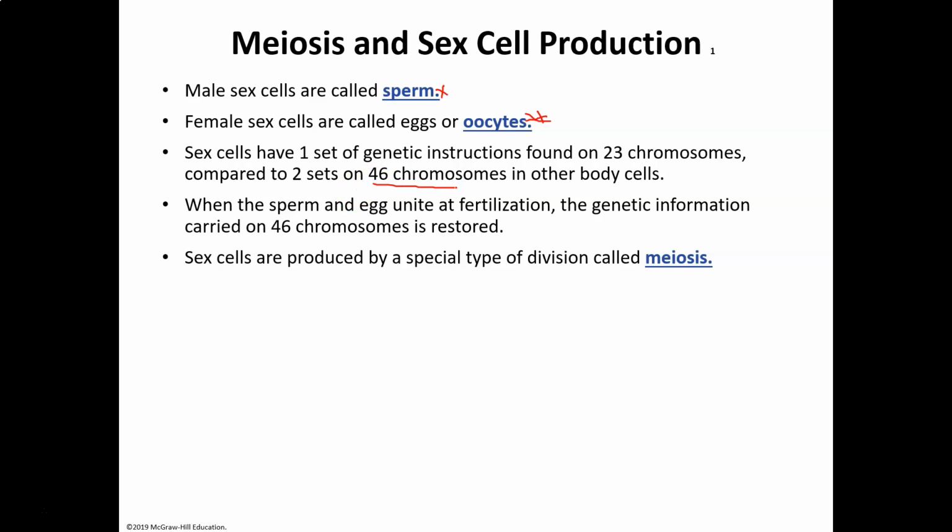But the point of meiosis and the point of creating a gamete is to create one chromosome of the 23 in a sex cell. So the sperm has 23, the egg has 23. Now, when you put them together, you get 23 pair. All right. So that's the end goal of meiosis.